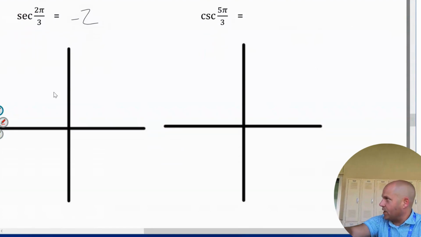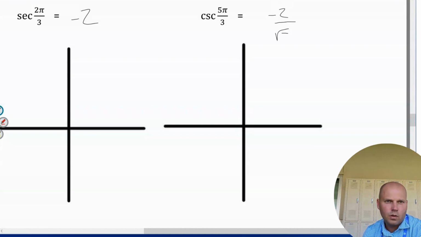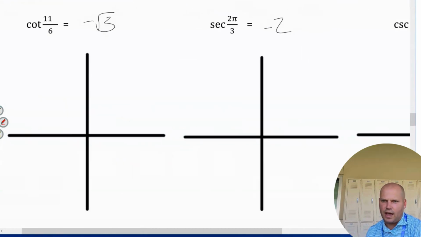Sine of 5 pi over 3. I'm in the fourth quadrant because I got all the way around to 6 pi over 3. Subtract a pi over 3. That's 60 degrees. The sine is going to be root 3 over 2, but it's negative because I'm going down. I'm going to flip it, and I got negative 2 over root 3, which is equivalent to negative 2 root 3 over 3 after rationalizing. Let's just do that on picture quickly.